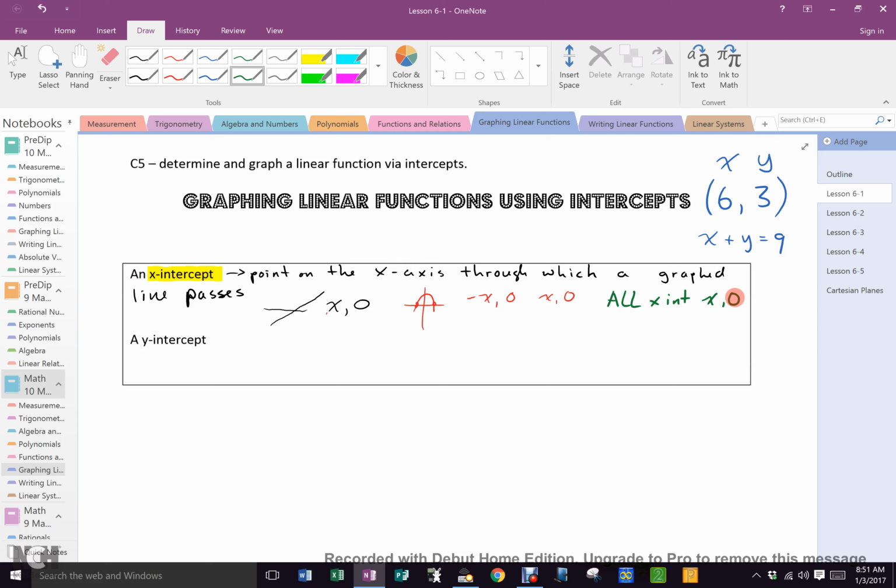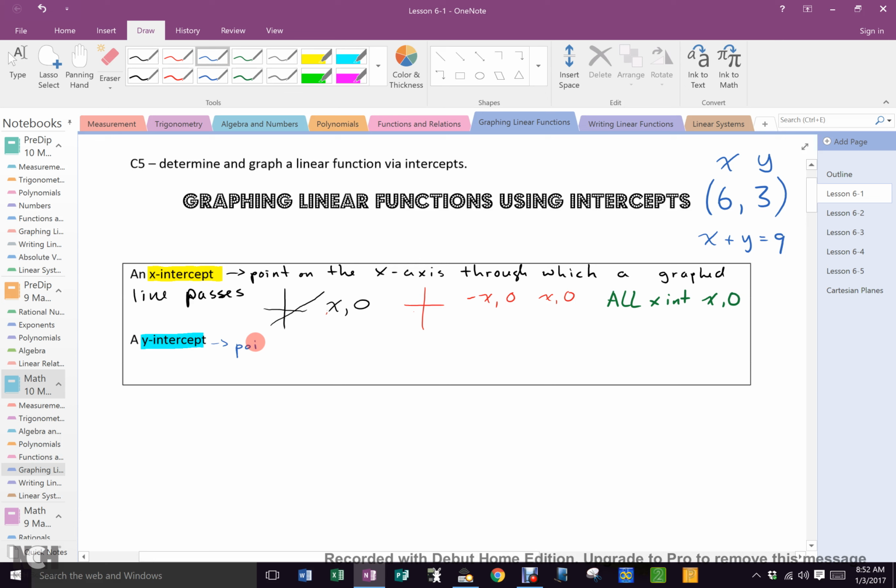Is everybody good? Is that complicated? That's an x, that's an x. That's a y, that's a y. Is that beyond anybody's grasp? Excellent. You guys are very smart young people. What then, since you now know what an x-intercept is, what then is a y-intercept?